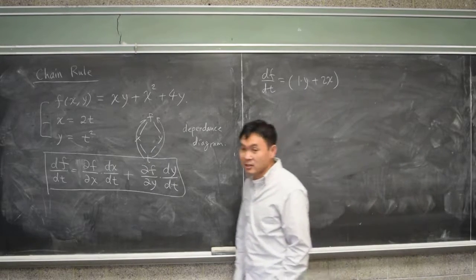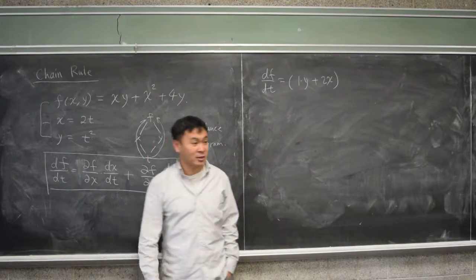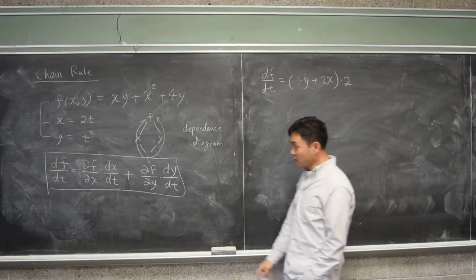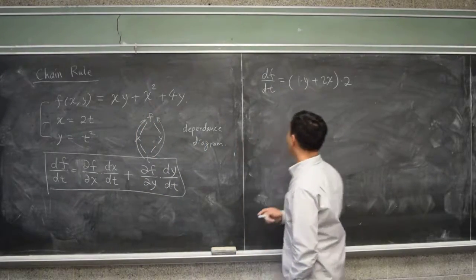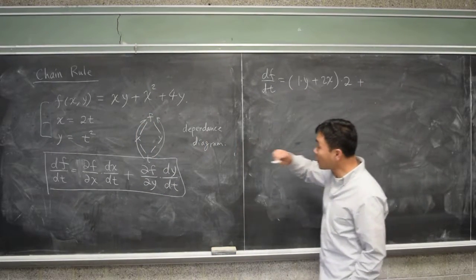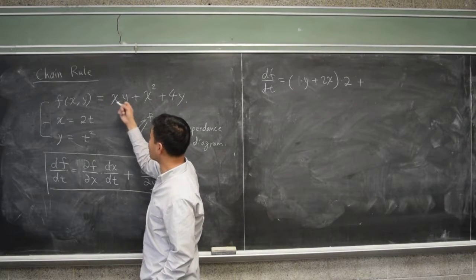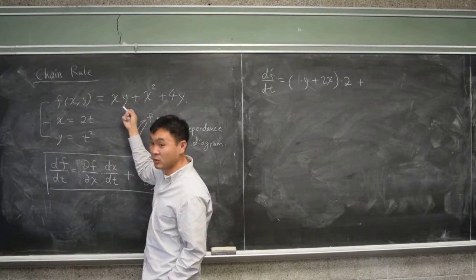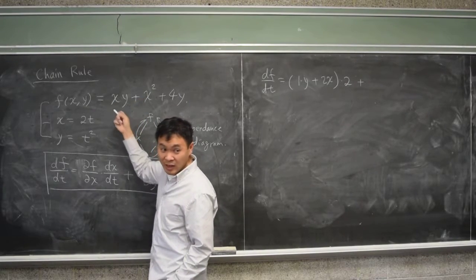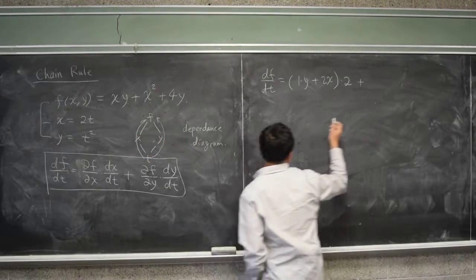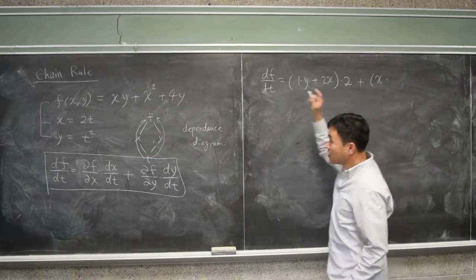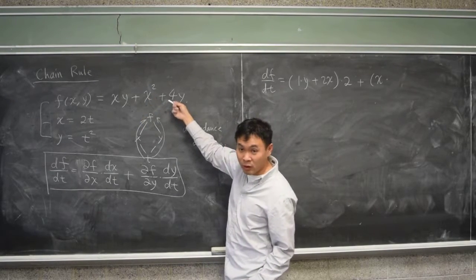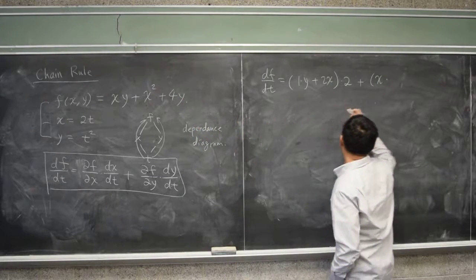Now what's dx dt? If I take the derivative of 2t, what do I get? 2. Okay. So we got the first part, okay? Plus, now we have to differentiate this by y. xy differentiates to, if I differentiate by y, what do I get? Y differentiates to 1, right? X is just a constant, so x times 1 is x. And x squared differentiates to 0 because we're differentiating by y. 4y differentiates to 4.